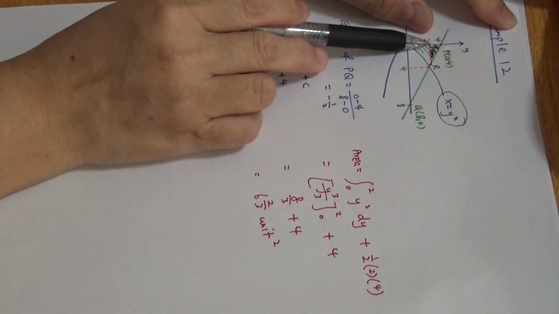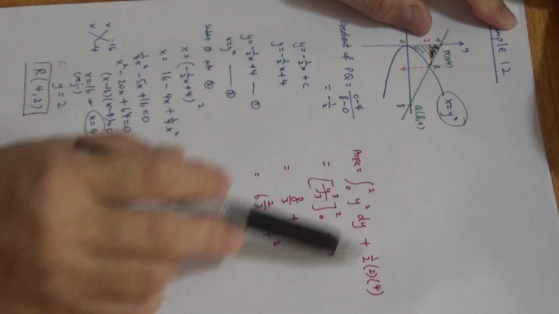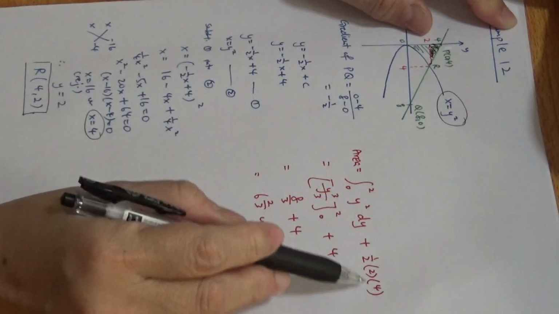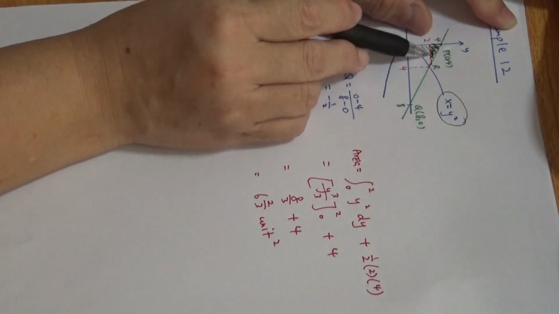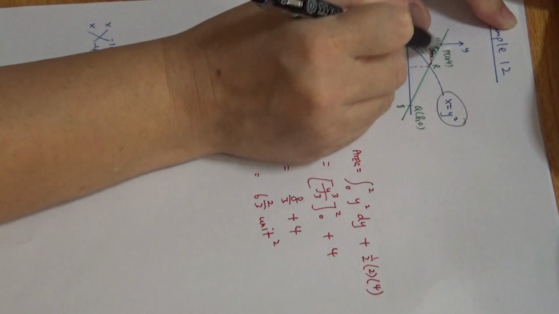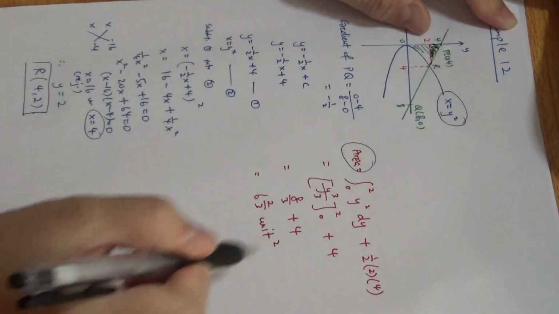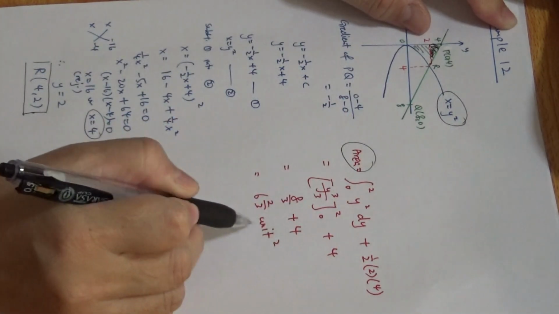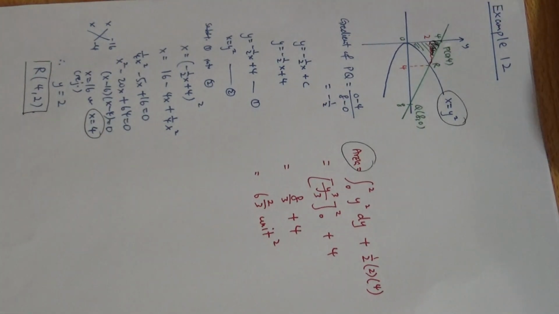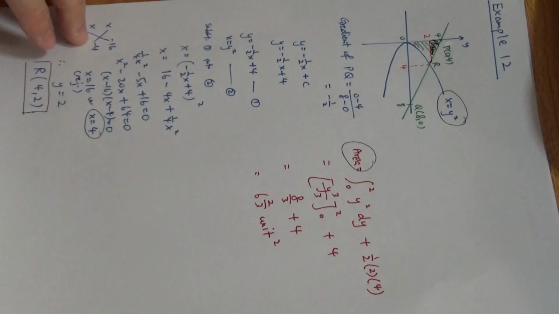This area here is actually a triangle. So half times base, which is 2 units, times height, which is 4 units. So I take this region plus the triangle, and I will get the area that is required. I integrate, I add, I will get the answer. So this will complete example 12.